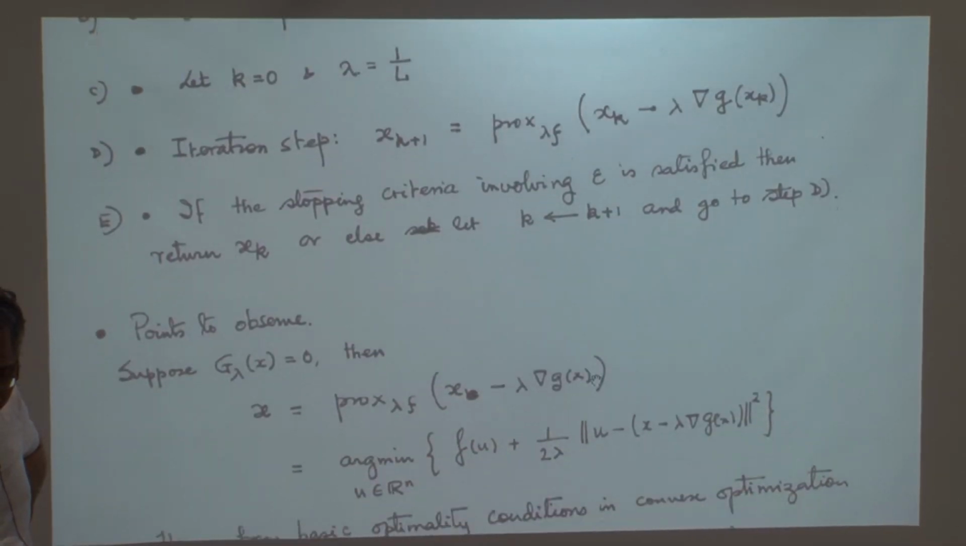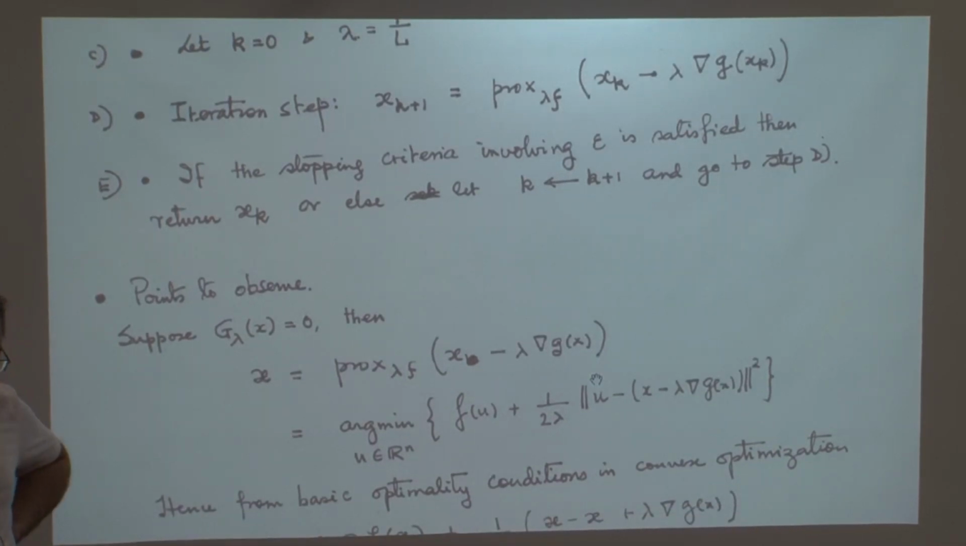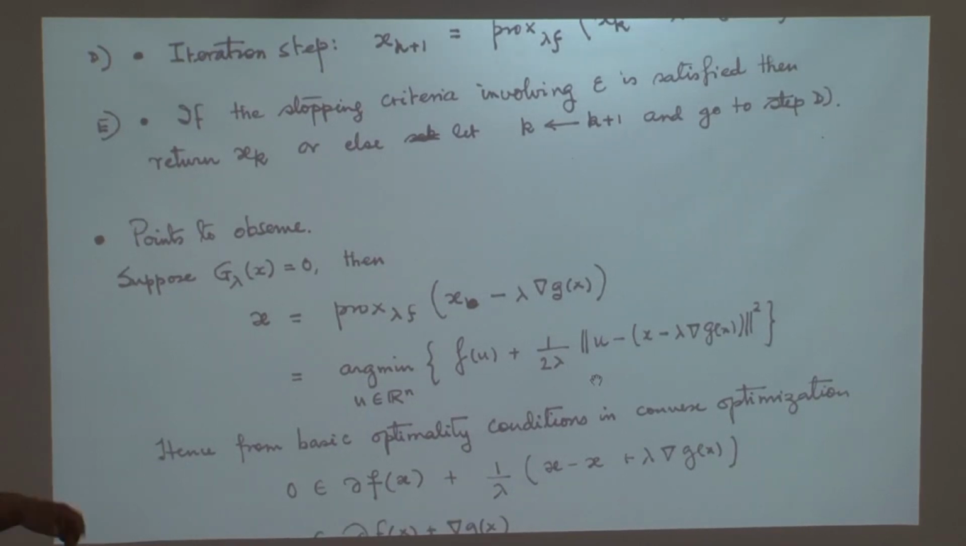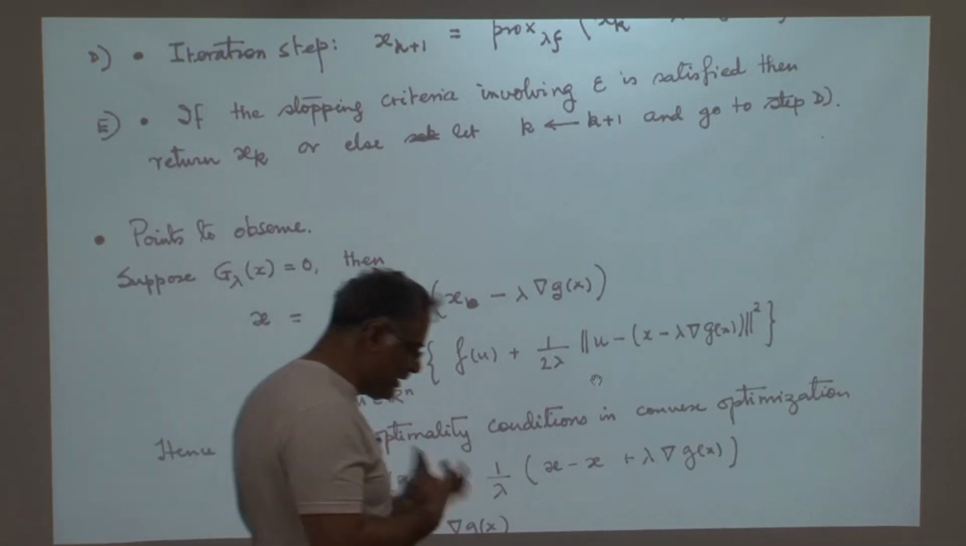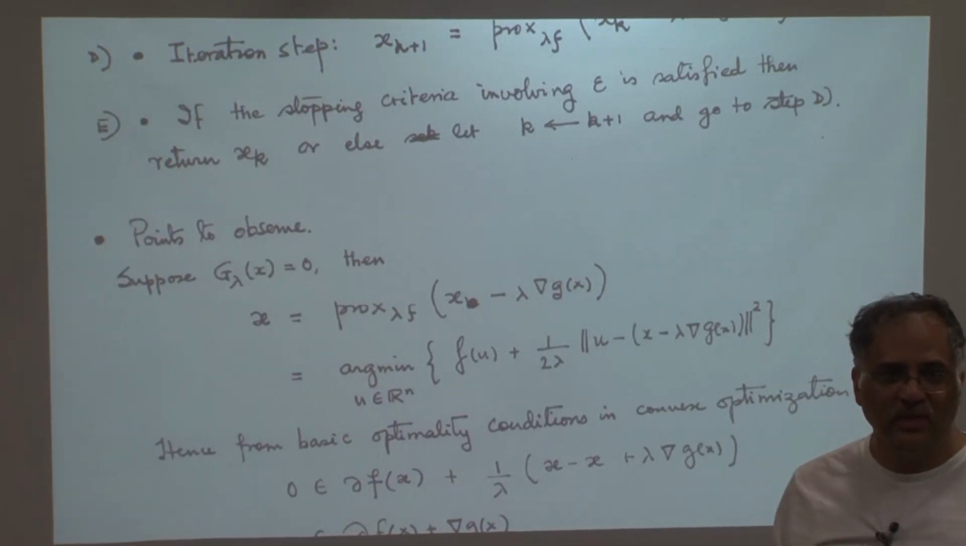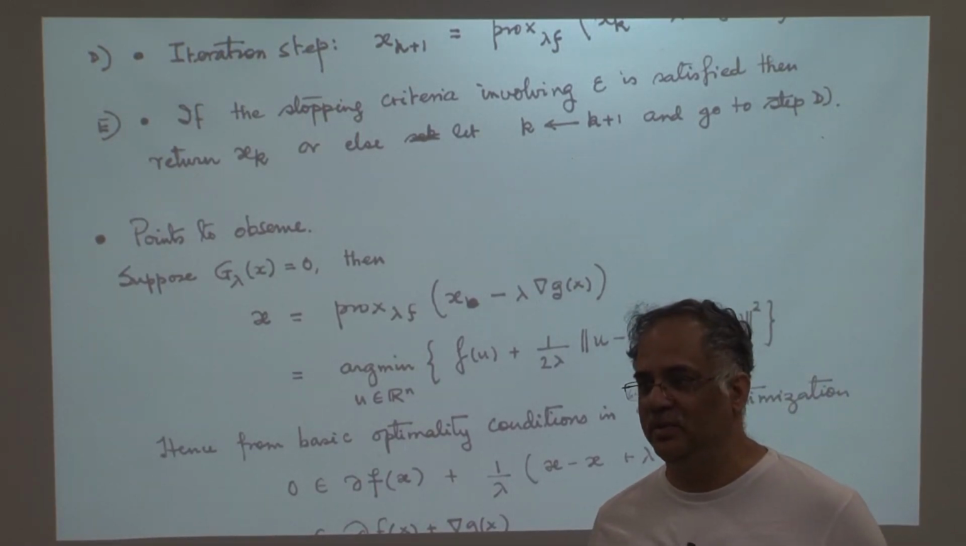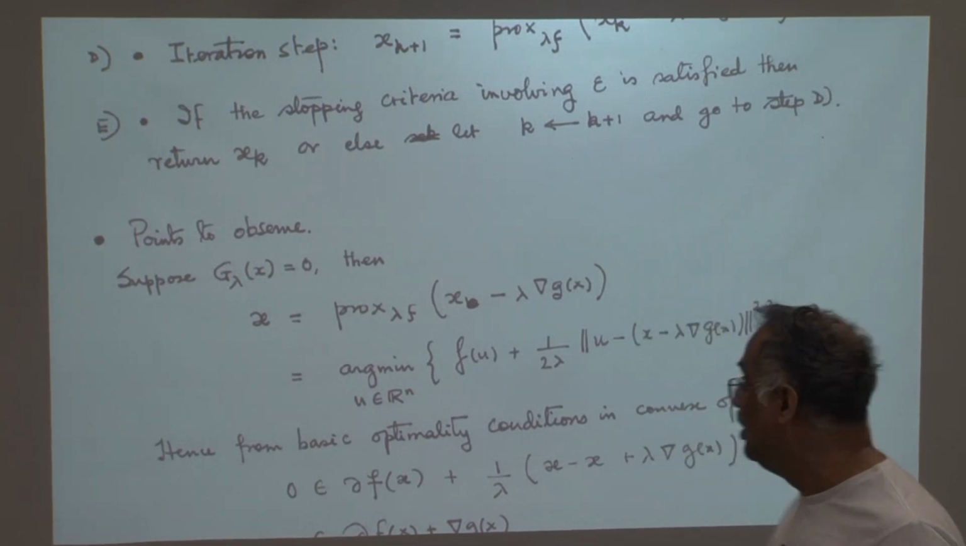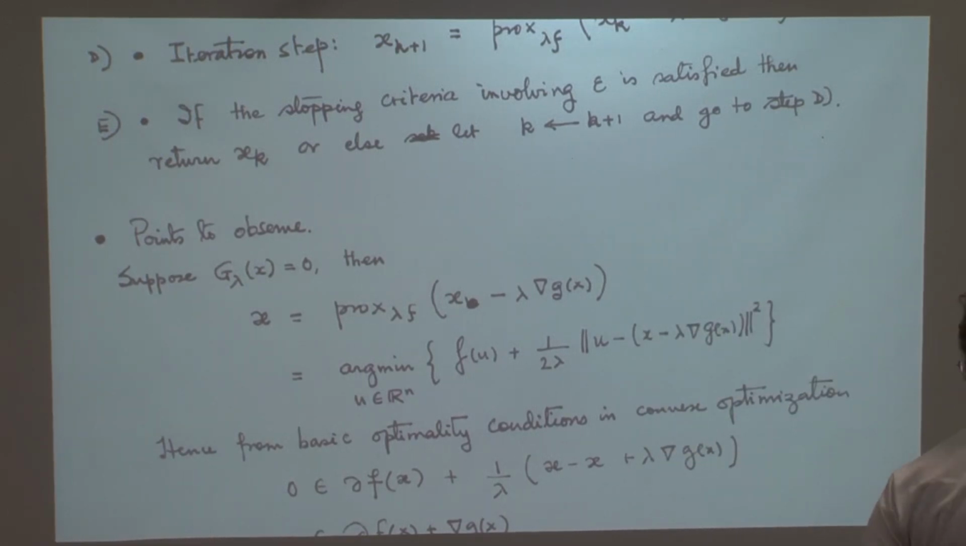So, we have to observe a point. So, x star is optimal if and only if lambda g x star is equal to 0 in this case. So, it is exactly operating as if it is a convex optimization problem. That is why g lambda is called a pseudo gradient, though it is really not a gradient.